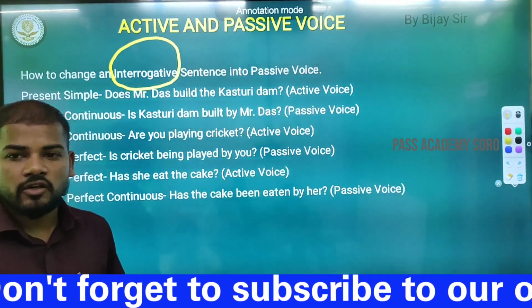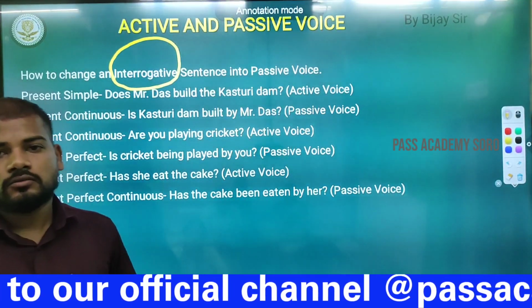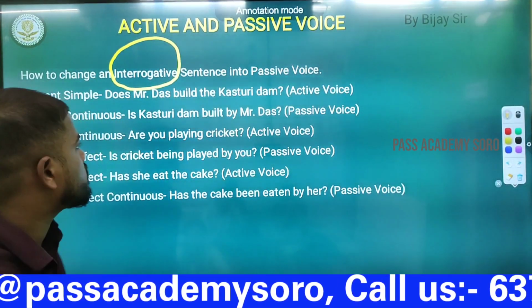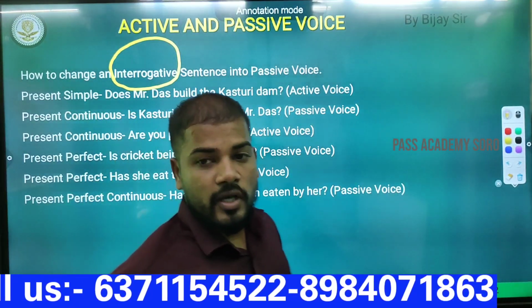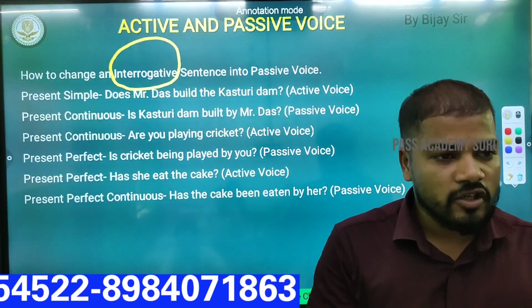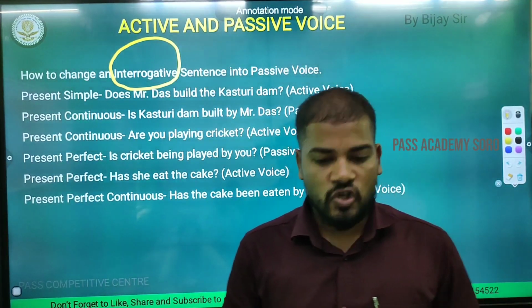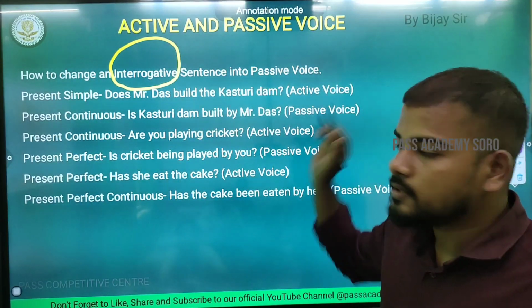As we know, what is an interrogative sentence? A sentence which makes a question. Normally, a sentence which asks a question, that is known as an interrogative sentence, dear students. So today we are going to convert an active voice into passive, which is in interrogative form, which asks such questions, right? So how to change an interrogative sentence?